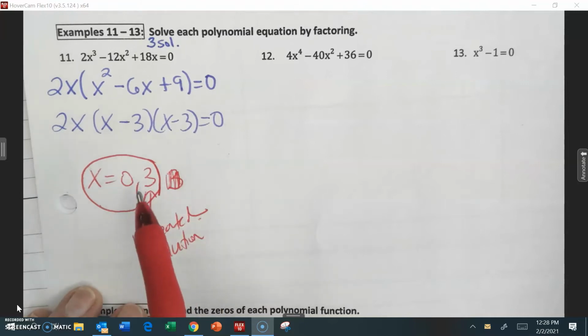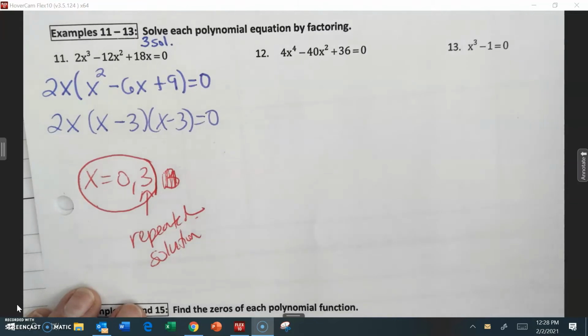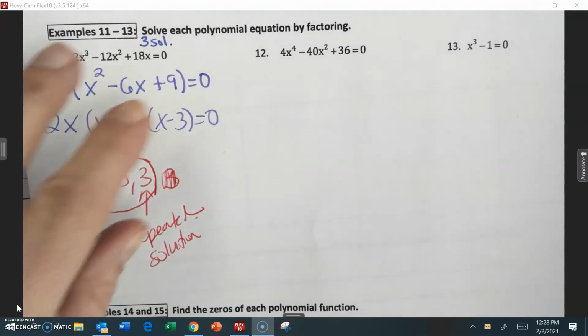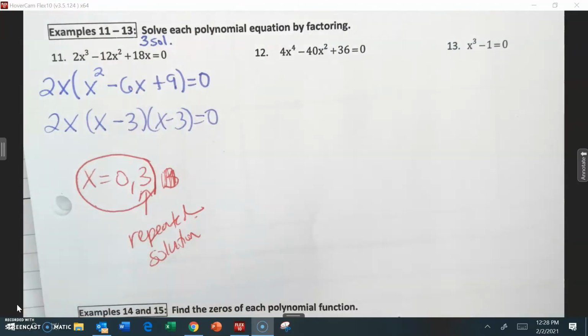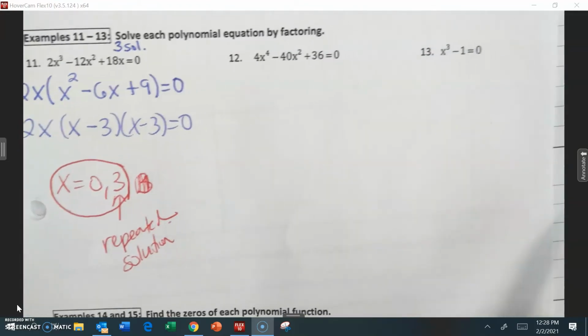I'm just here to remind you, hey, you do have 3 solutions, but one of them is repeated. And it's really hard to see that on the graph. That's why we really need to do the algebra and the graph together, okay? All right, let's go on to number 12.